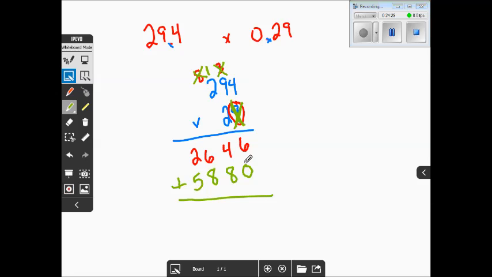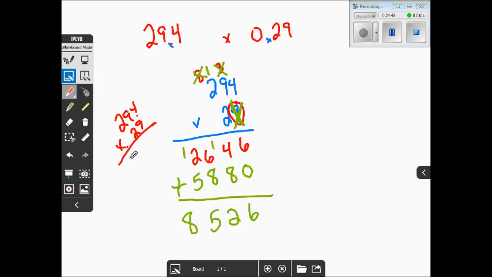And then finally, we're ready to add. We start on the right, obviously, with 6. 4 plus 8 is 12. 6 plus 8 is 14, plus 1 is 15. And then 5 plus 2 is 7, plus 1 is 8. The answer to 294 times 29 is definitely 8,526. That is the absolute answer, which would mean it's a whole number with the decimal right there.